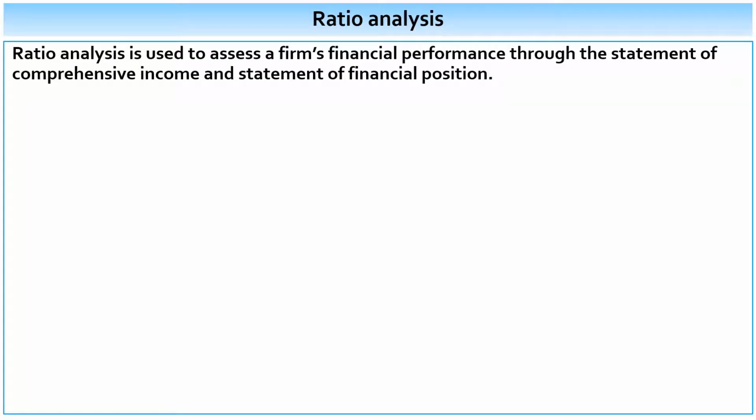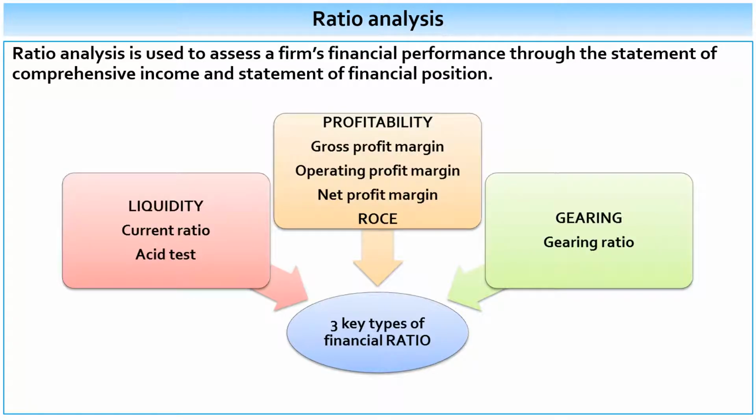Gearing is part of what we've been looking at here, which is ratio analysis. Ratio analysis is used to assess a firm's financial performance by looking at the statement of comprehensive income and the statement of financial position. We've looked at liquidity ratios, the current ratio, the acid test ratio. We've looked at profitability ratios. And now finally we're going to look at gearing and the gearing ratio.